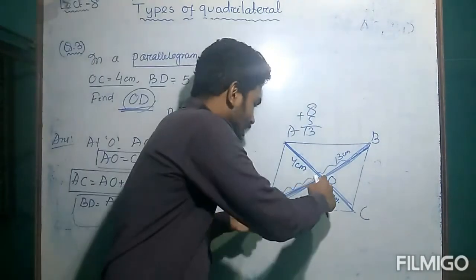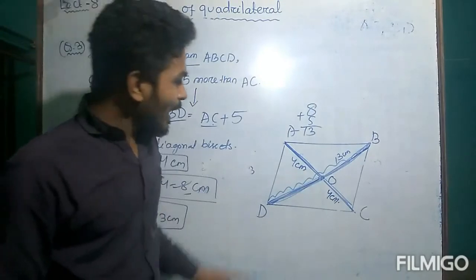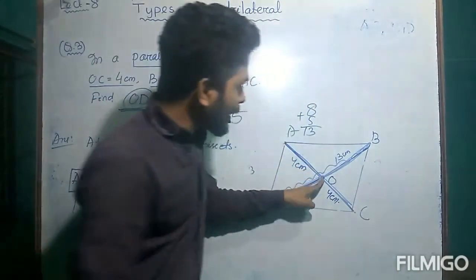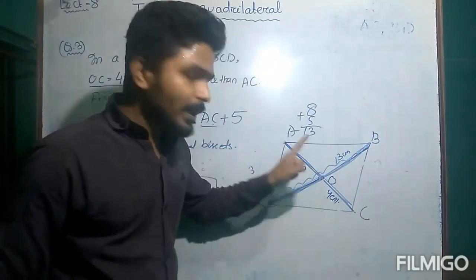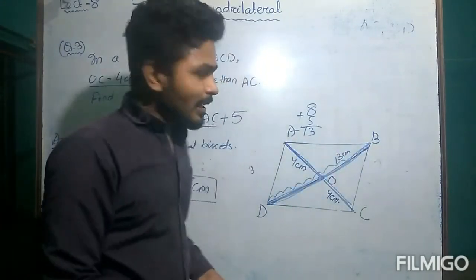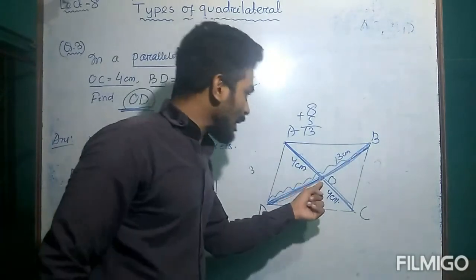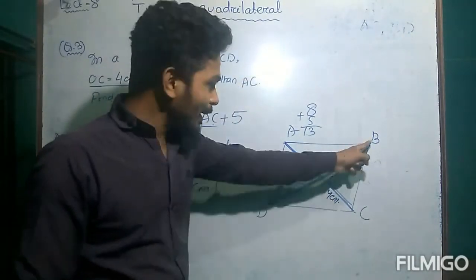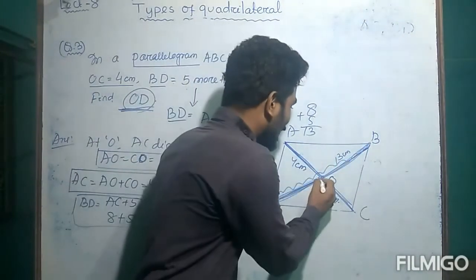OD means this distance. Similarly, as we know, AC is bisected at the point O. Likewise BD is also a diagonal. So this diagonal is also bisected at the point O.